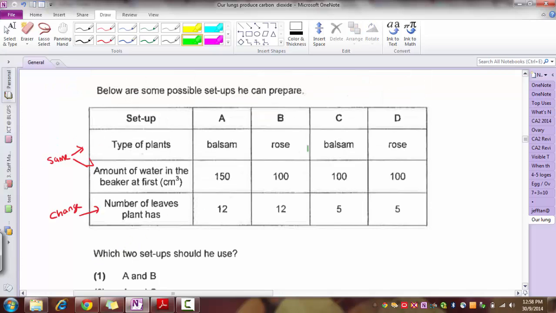Why? Let's look. B. So let's highlight B. B is rows. D is rows. So this is the same. 100 cm cube, 100 cm cube at first. 12 leaves, 5 leaves. So you see, this is the only variable that has changed. The rest are kept the same. Okay, so that's how he can ensure that his test is a fair test.